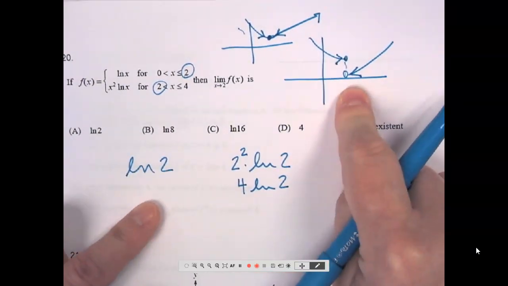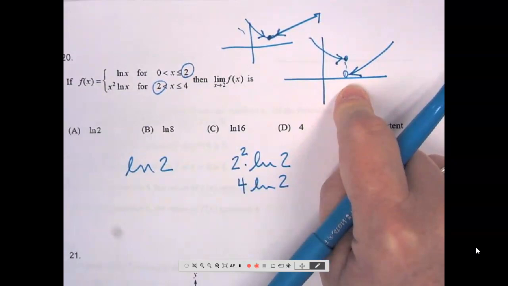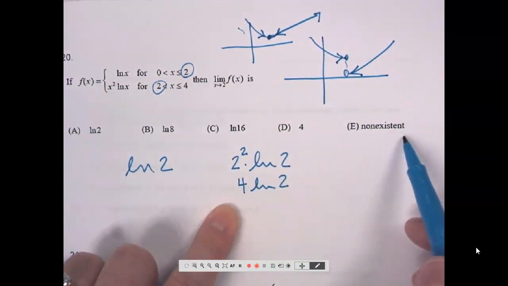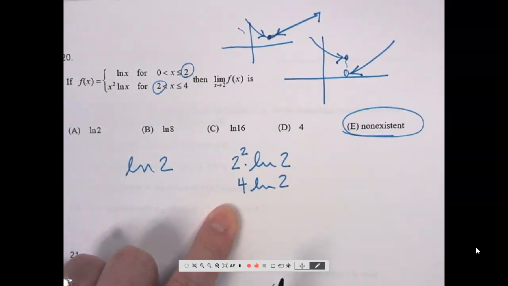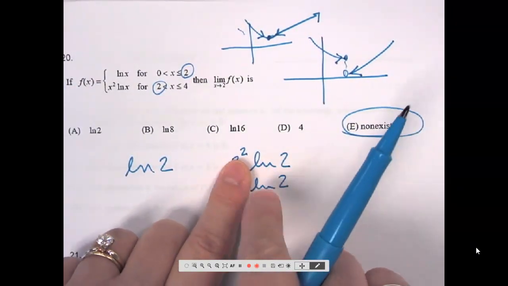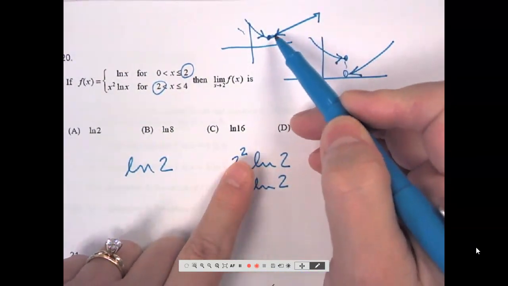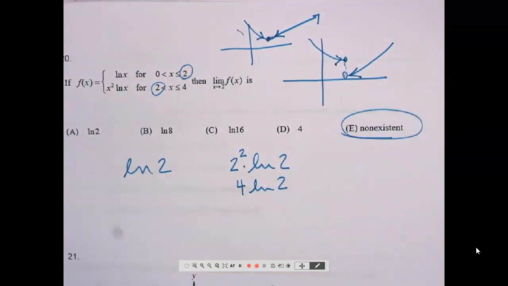So that tells me I have a situation like this, where from the left and from the right, those y values differ. So that means I do not have a limit. Now, if I had natural log of 2 over here, and I was getting the same y value, then that would mean that they are meeting up at that point where x is 2. Okay, so I'm just subbing them into each function to see what those y values would be. Are they the same or are they different?